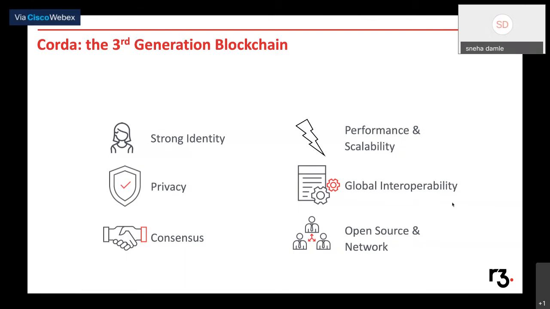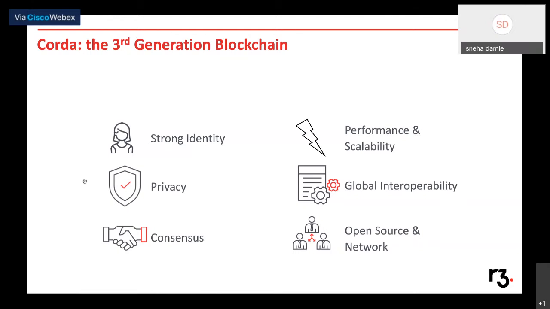In Corda, unlike public blockchains, data is shared only on a need to know basis, and the data is not broadcast to the entire network. Only the parties involved in the transaction get a copy of the data. Unlike public blockchains, where the data is broadcast to the entire network, so each and every party has a copy of the data. But in Corda, only the parties involved in the transaction have the copy.